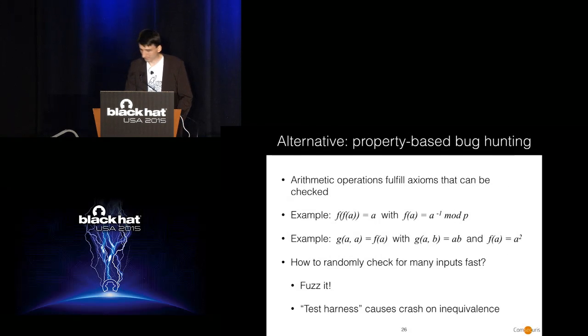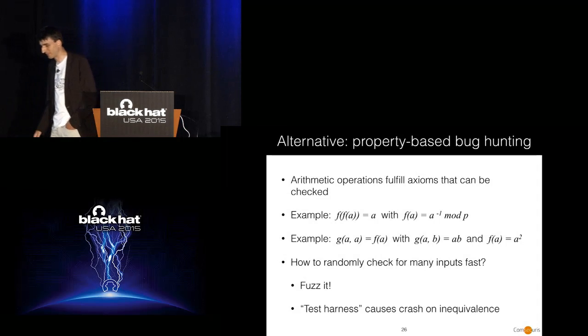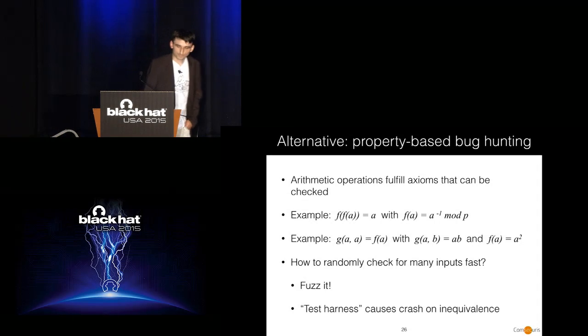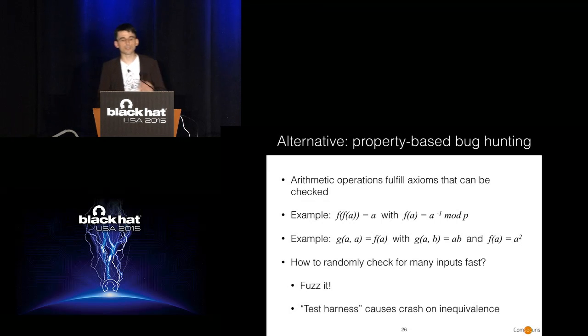But the more surprising thing to me was that something else works. It's an unfortunate name, but I call it property-based bug hunting. It's a version of fuzzing. So assume that you want to find bugs with a fuzzer. When I thought about this, I figured it would never work, but I should try it. You have axioms for arithmetic operations that you can check. For example, in a prime field, if you take the inverse of a number, and then take the inverse again, and the input is not 0, then it should be the same number. Or you have two functions, like the case we were talking about before, the square routine and the multiplication routine.